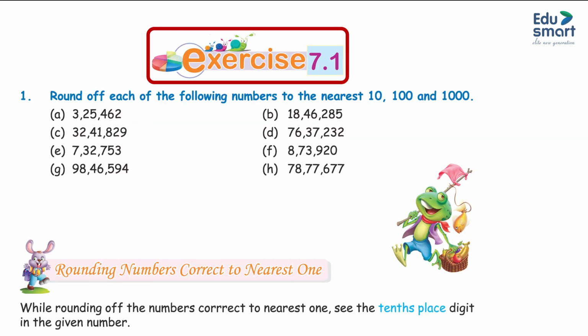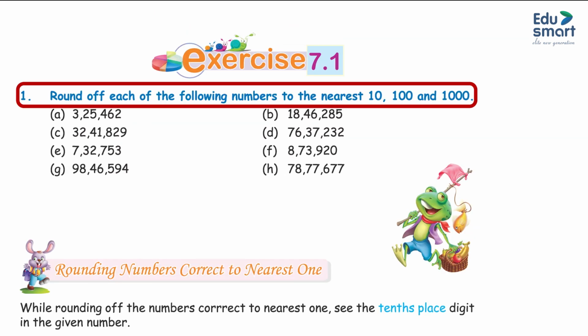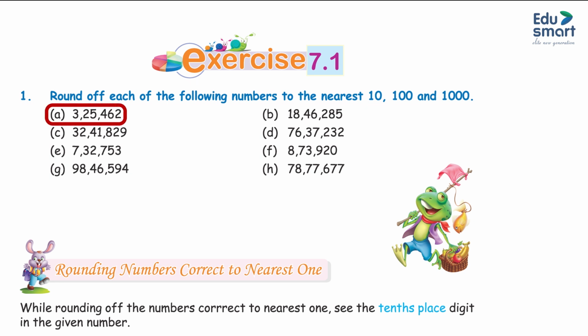Exercise 7.1. Question 1. Round off each of the following numbers to the nearest 10, 100 and 1000. A. 325462: 325460, 325500, 325000. B. 1846285: 1846290, 1846300, 1846000. C. 3241829: 3241830, 3241800, 3242000.